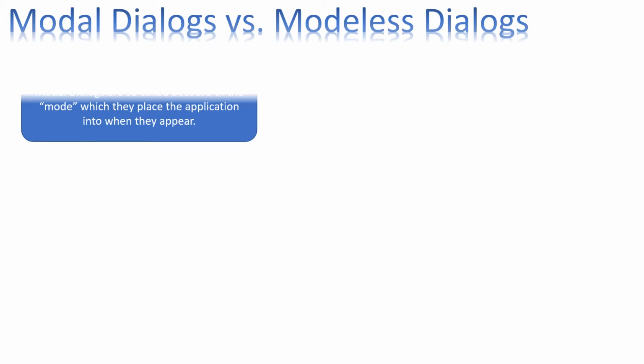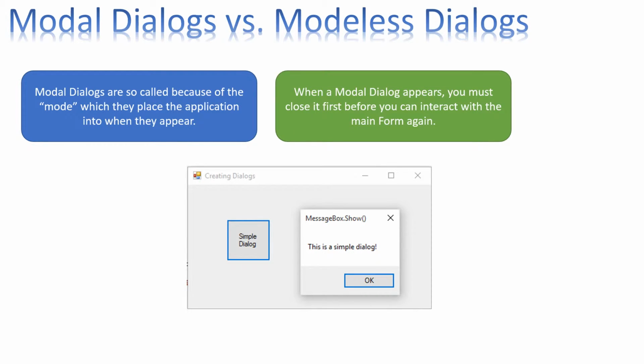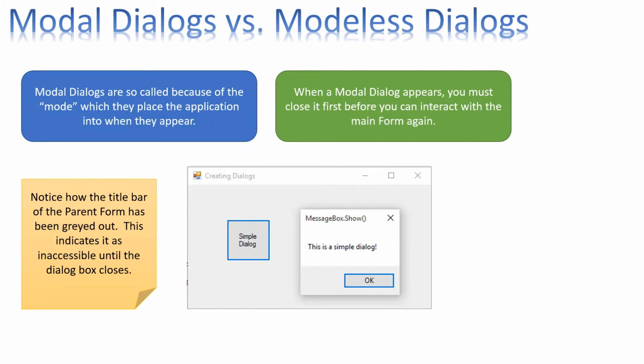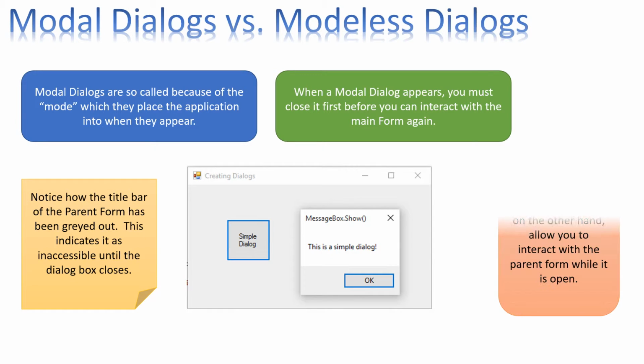What's a modal dialog and what's a modeless dialog? Modal dialogs are so called because of the mode which they place applications into when they appear. When the modal dialog appears, you have to close it first before you can interact with the main form again. In our sample app, notice that the form in the background has its title bar grayed out. This indicates it is inaccessible until the dialog box closes. Modeless dialogs, on the other hand, allow you to interact with the parent form even while it's still open.